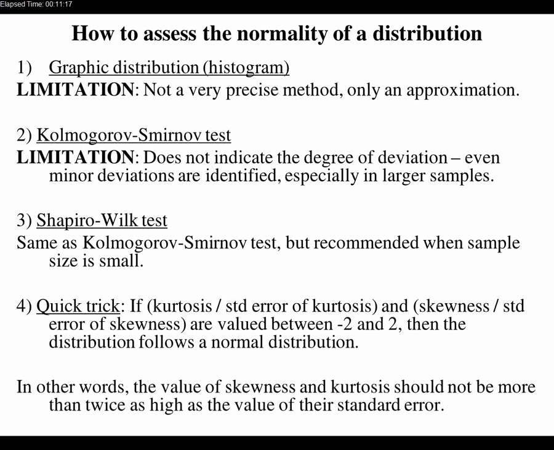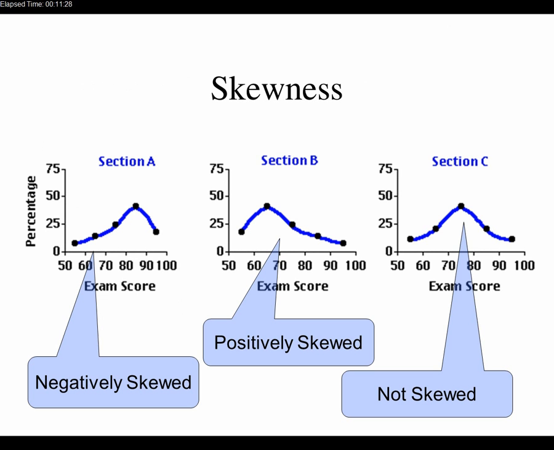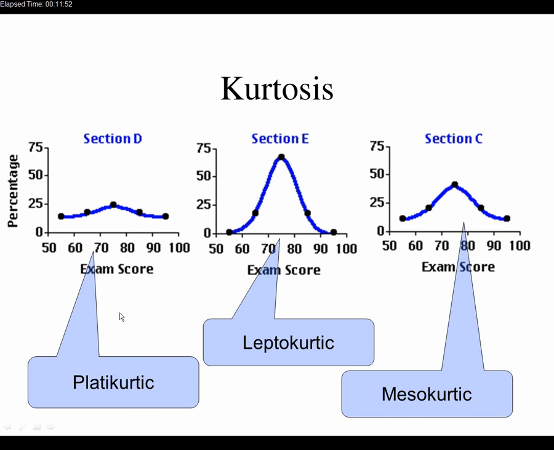In other words, the value of skewness and kurtosis should not be more than twice as high as the value of their standard error. This method is sensitive to sample size. Okay, let's take a look again at skewness. And we're coming up on about 11 and a half minutes here, so I'm going to try to pack this in. The skewness over here is a negatively skewed distribution. Here is a positively skewed distribution, and this distribution is not skewed, rather, sorry. Kurtosis. This is a platykurtic distribution, a leptokurtic distribution, and a mesokurtic distribution.